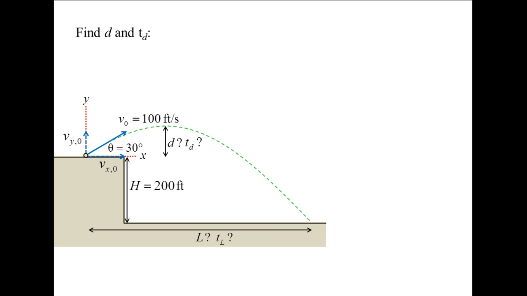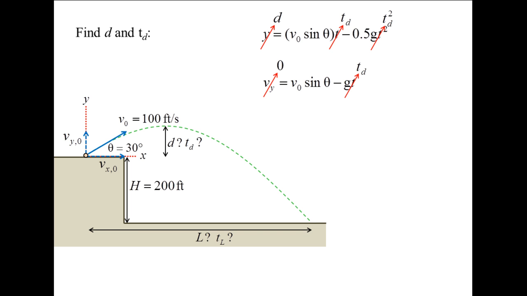In order to calculate d and td, we start with the equation describing the y-coordinate of the ball. When the ball reaches a height d, the time will be td. We have one equation and two unknowns, d and td. We also know that the ball's speed in the y direction at time td will be 0. Now we have two equations, two unknowns, and can solve for d and td. The ball will travel 38.2 feet vertically in 1.55 seconds before falling back down to Earth.